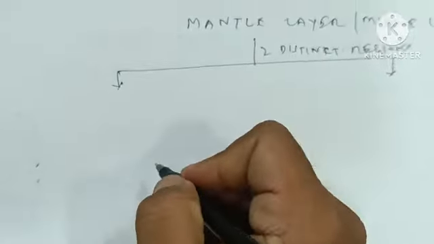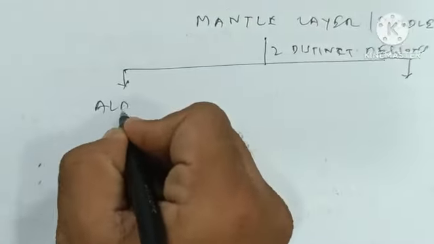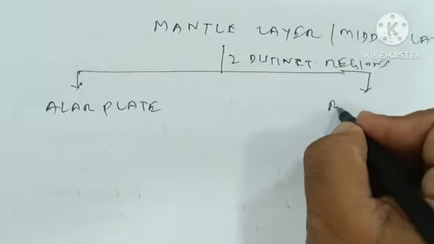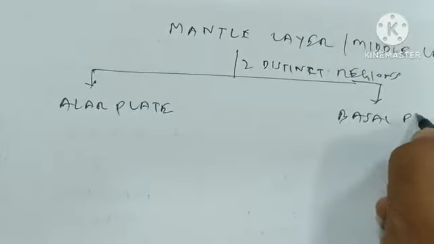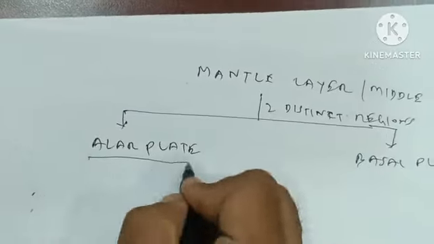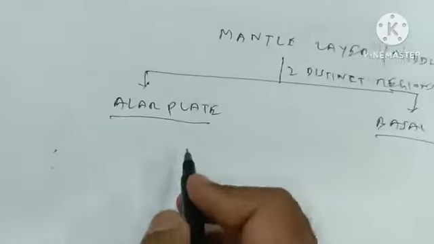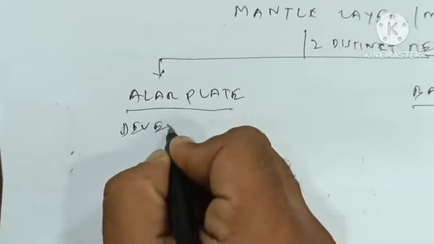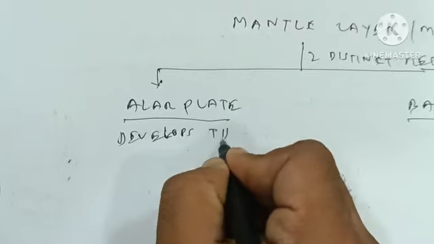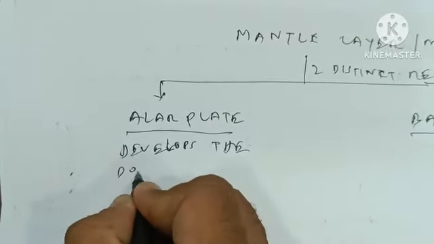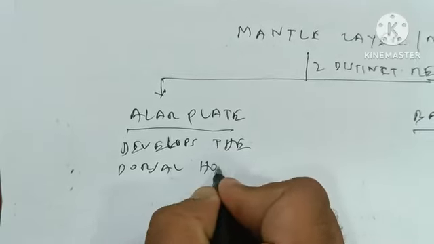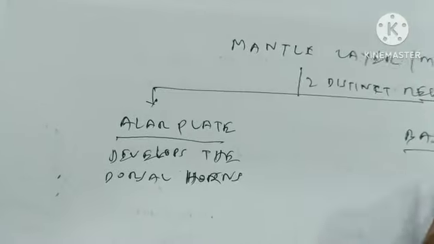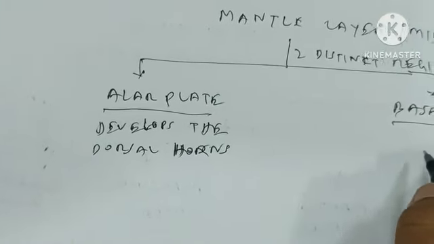What are these two distinct regions? One is called the alar plate and another one is called the basal plate. Now what is the alar plate and what is the basal plate? The alar plate develops the dorsal horn, and the basal plate develops into the ventral horn.